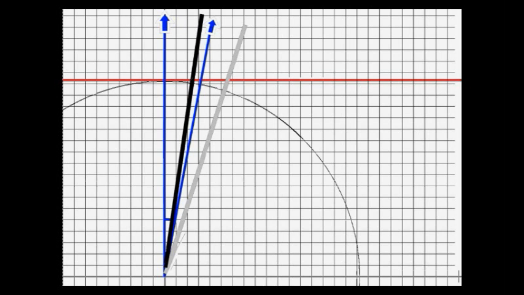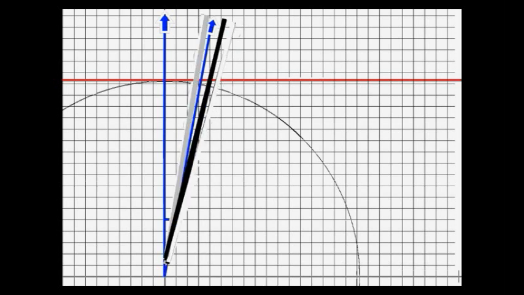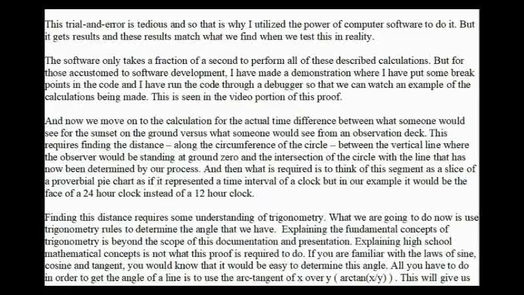At this point, our interval change is reduced, and we work back the other direction, and this time the interval is used to reduce the size of the multiple. When we pass over where the tower should be again, we reduce the interval and repeat the process. At each pass over where the tower should be, the size of the interval is reduced, and as this interval gets smaller and smaller, we get closer and closer to finding the right linear equation on which the tower would be. This trial and error is tedious, and so that is why I utilize the power of computer software to do it. But it gets results, and these results match what we find when we test this in reality.